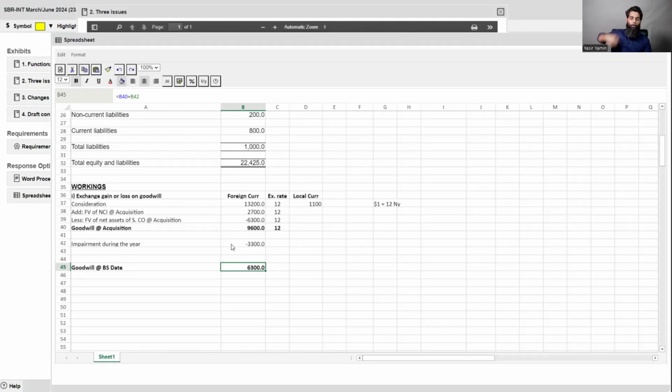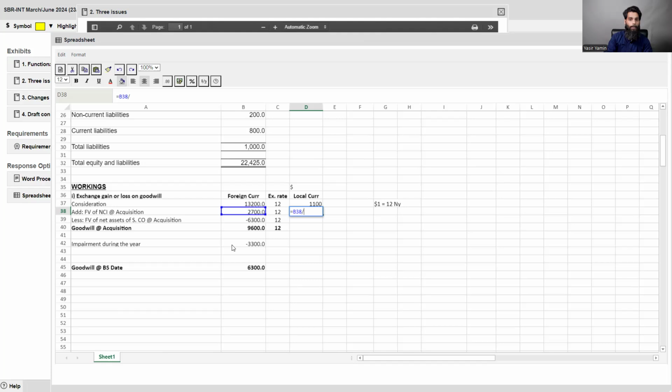So once you have solved the question into foreign currency, then you translate that into local currency. That's the step you follow. And for that to happen, you need relevant exchange rates. Now, in order to calculate local currency, that is dollars for me, I would need to divide 2,700 by 12, 6,300 by 12, 9,600 by 12. I'm left with $800 worth of goodwill.